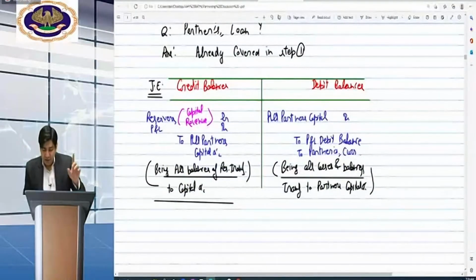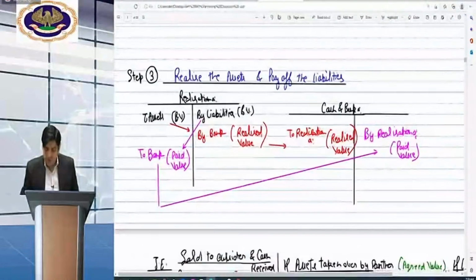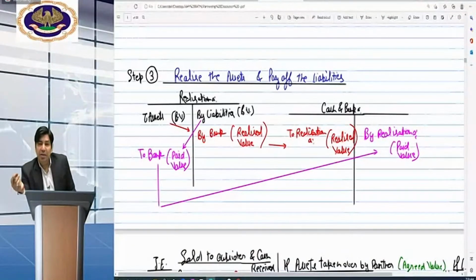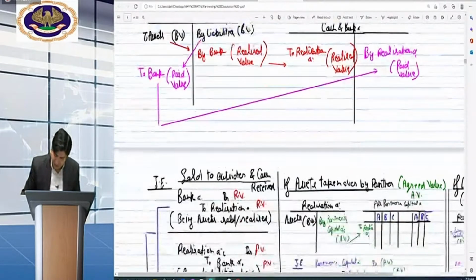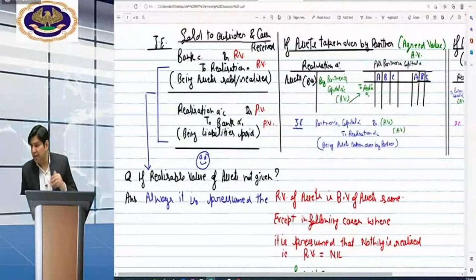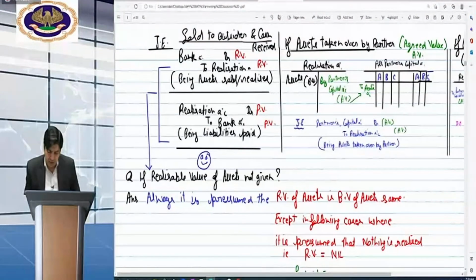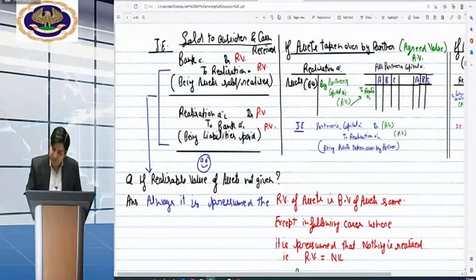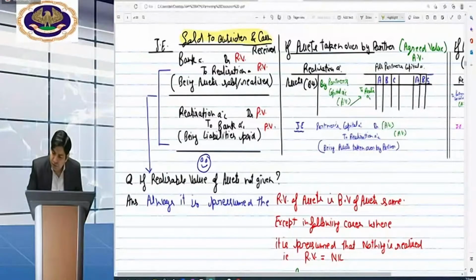Okay, beta. Next, step number 3: the assets realisation and liabilities payment part. If nothing is given, then always assume that those are settled at book value, whether realized or paid. Next, if sold to an outsider, or someone was asking if a partner is taking over, and so on, all the things are already here. Now they can enjoy their solution. Okay, beta. First one is this one. First cover these things: sold to outsider for cash. First, be focused on this part.